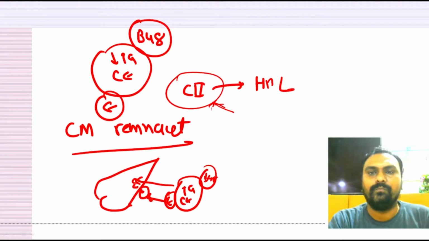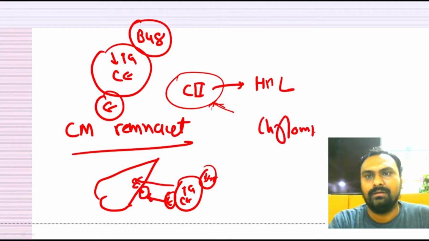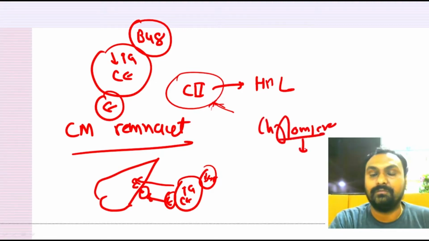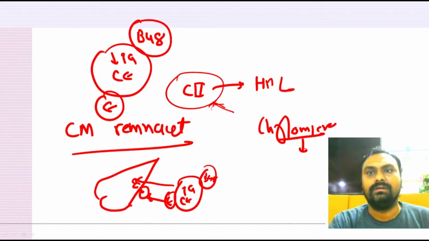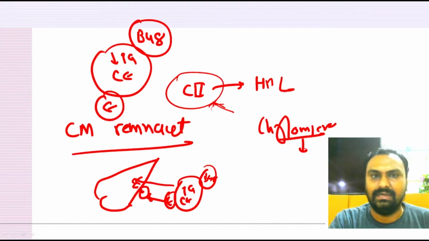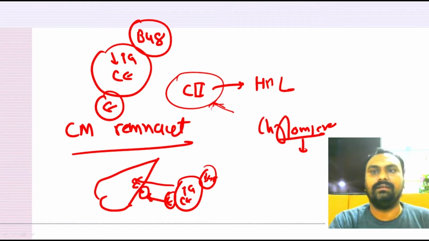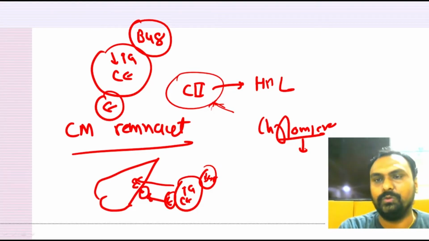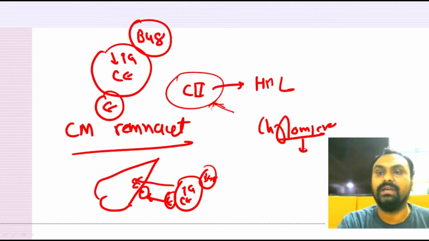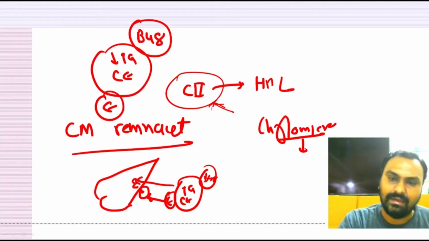This is how chylomicron will help in transport of dietary lipids, because dietary lipids are hydrophobic, insoluble in water. So chylomicron is the lipoprotein that will help in transport of the dietary lipids from the intestine to the peripheral tissue, and ultimately it is taken up by the liver cell. And it provides the fatty acids to the adipose tissue for storage and also for energy for the skeletal muscle and heart.